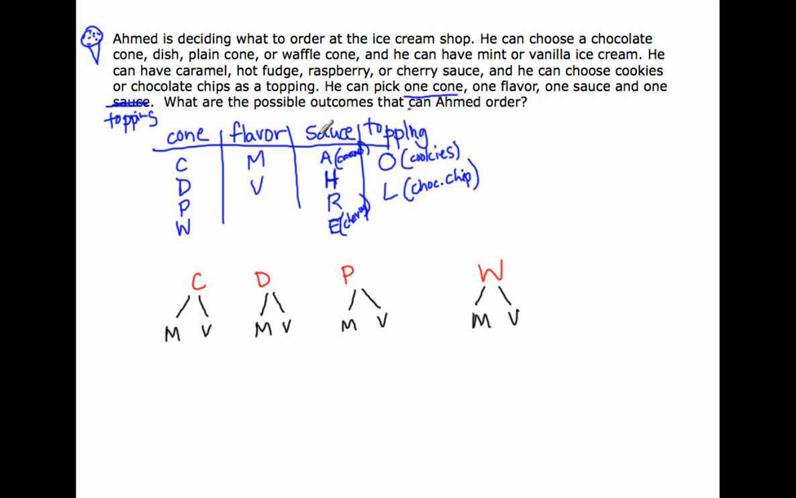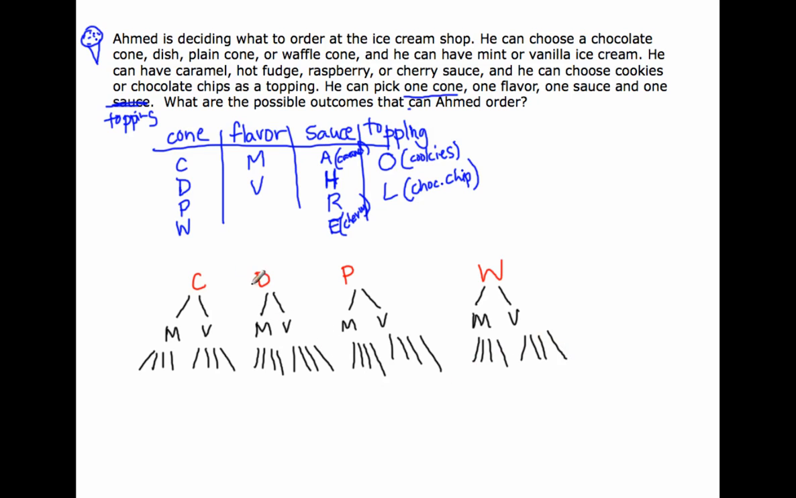All right, go to the next event. How many outcomes there? 4. So draw 4 branches below each of those letters. 1, 2, 3, 4, and so on under each letter. This is kind of messy, so please be very careful.